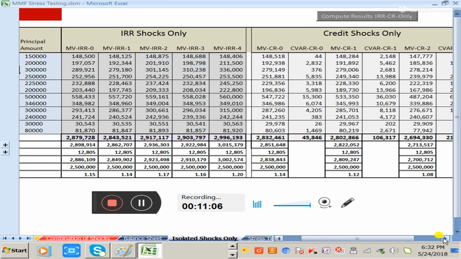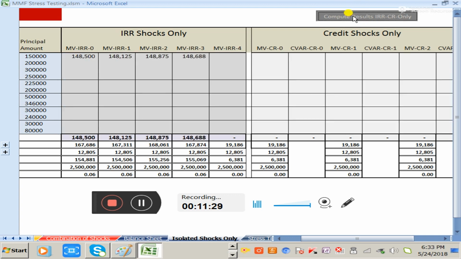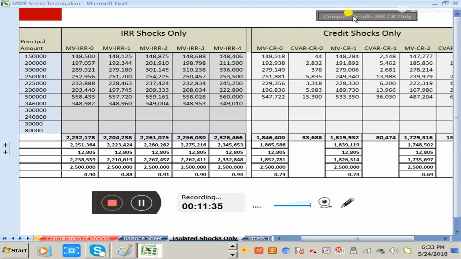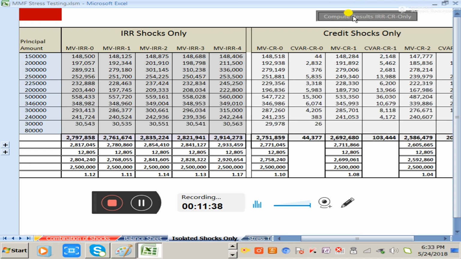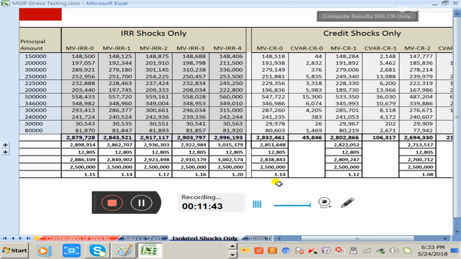Similarly, for credit shocks only, the base yield curve of yesterday's yield curve is maintained, and the credit downgrades are done for 1 notch and 2 notches down for all securities, and the NAV is computed by computing the market value of all the securities. So I'm going to clear everything, and I'm going to compute the results for IRR and CRR only. It's going to compute all of them and finally compute the NAV. So nowhere during this process of IRR isolated shocks do you see the fund breaking the buck.